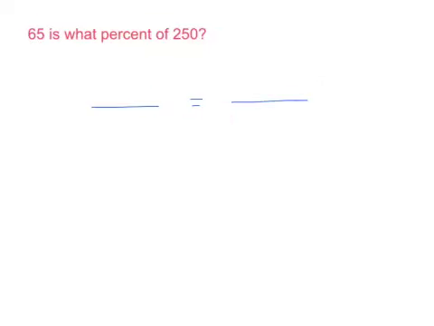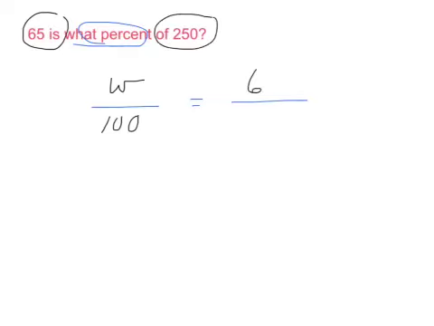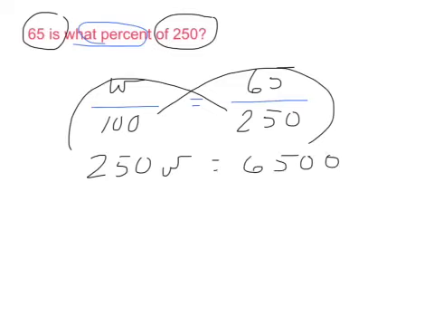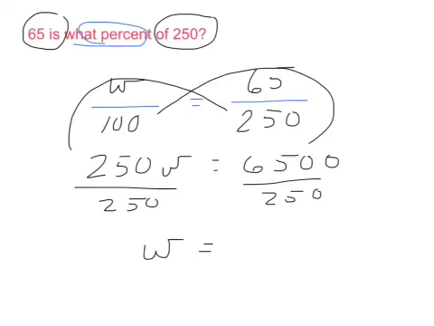In the last example, I'm again looking for key words. Notice, however, that there is no percent, so that's going to be my variable: W over 100, because I don't know the percent. My other two key words: 65 is, of 250. Is goes on the top, that's my 65. 250 goes on the bottom. Cross multiply. W times 250, 250W equals 65 times 100, 6,500. Divide both sides by 250.